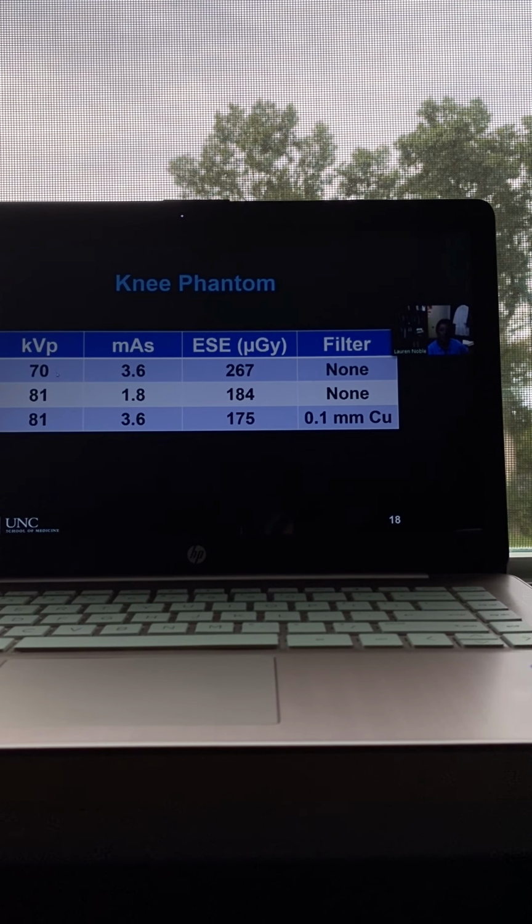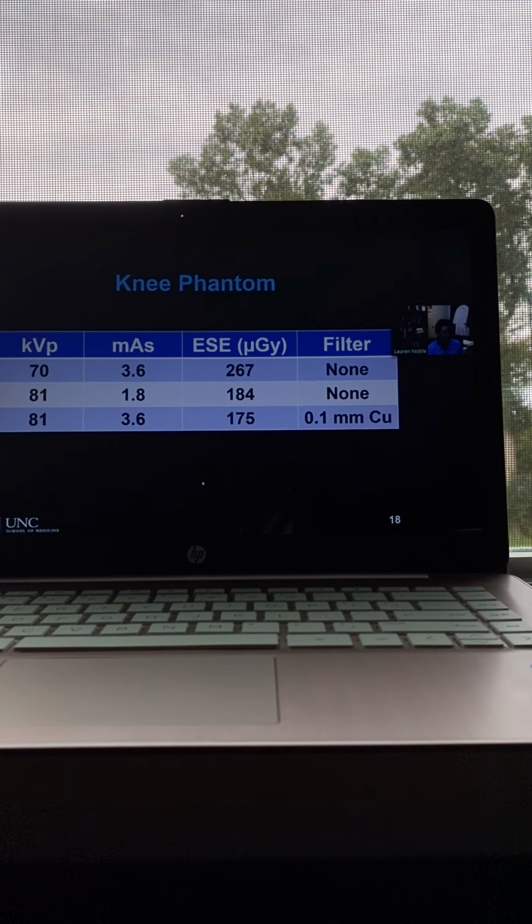So even though I went up in kVp, I reduced the mAs by half. That's why the entrance skin exposure is lower here. So remember, we talked about use the highest kVp, lowest mAs, because that will yield the least amount of exposure to the patient. So for a knee, I could use this technique, but I'd have this exposure, or I could use this technique and have this exposure to the patient. And 81 kVp was fine for the knee because I was using the grid, and so that's fine. 81 is not inappropriate for the knee.